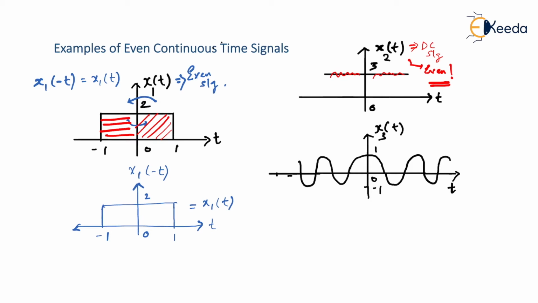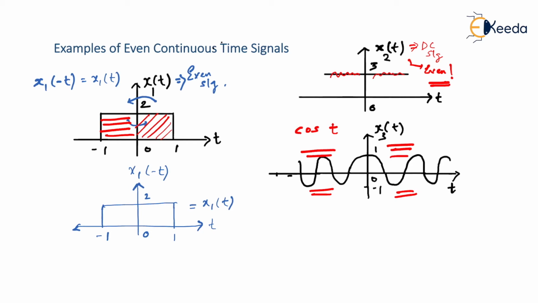So let us apply the same technique to x3 of t. In fact, by observation, one should understand this is nothing but a cos t characteristic. It is a cosine signal, in fact. So if you see the cosine signal, whatever is present at the right hand side, a similar thing is present at the left hand side. Therefore, this is 100% an even signal.